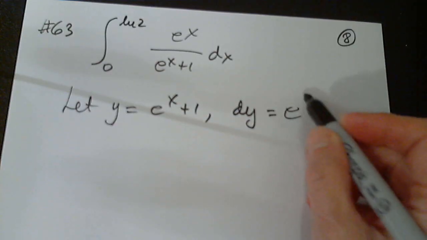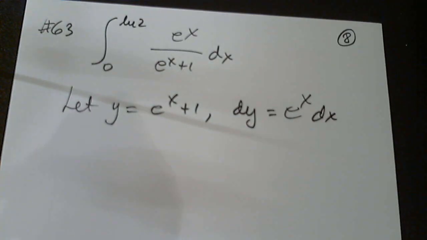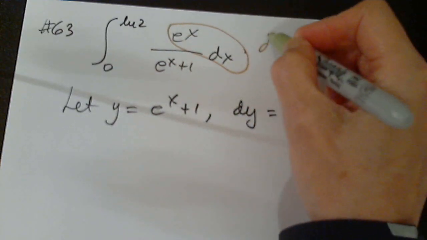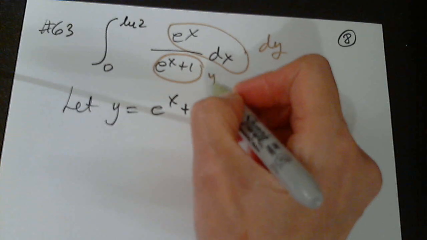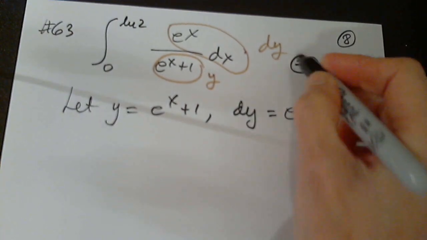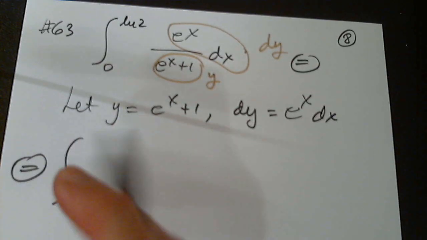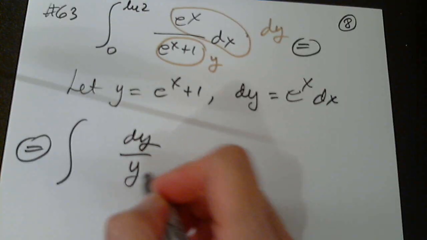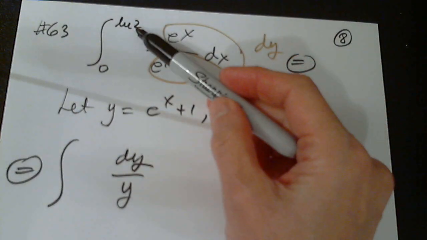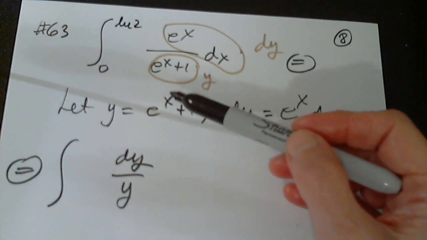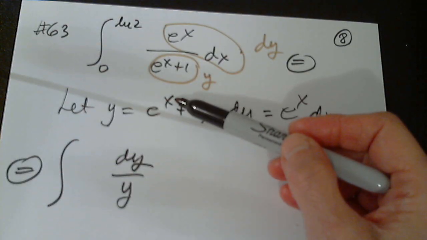Would it be e to the x dx? Excellent. Look how nice. Beautiful. So then, do not copy the limits of integration. So we have dy over y. Now, the upper limit, natural log 2: e raised to natural log of 2 is 2.